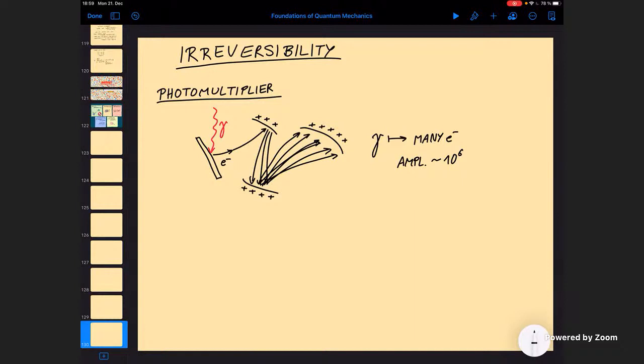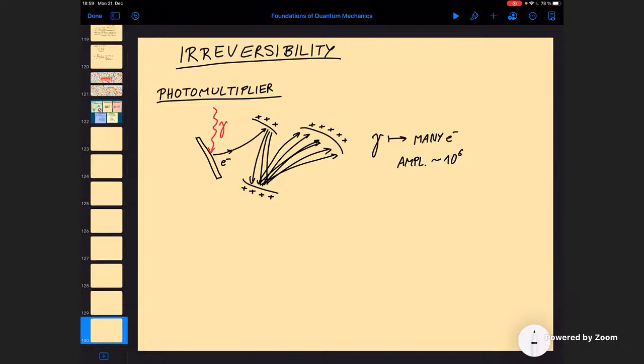So that's the photomultiplier, just a nice illustration of what we mean by irreversibility through many degrees of freedom. And now here's an even more fantastic example. A photomultiplier is still a device.